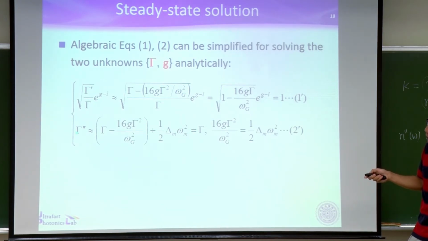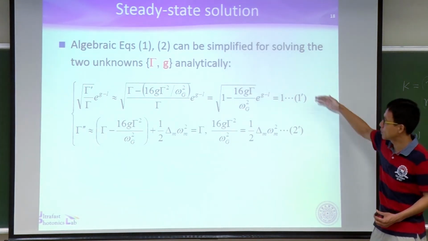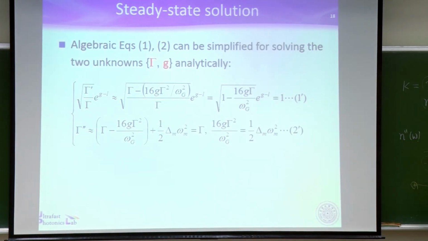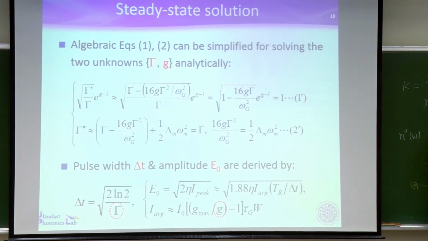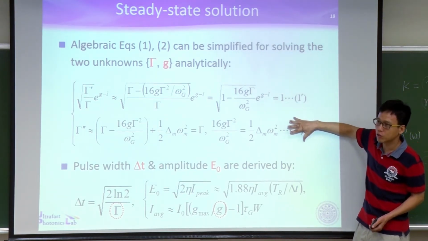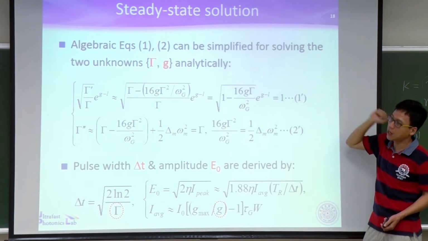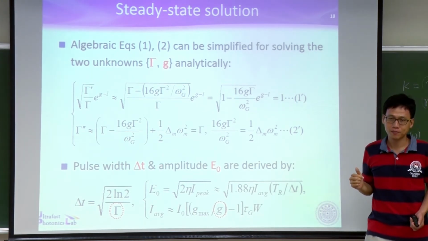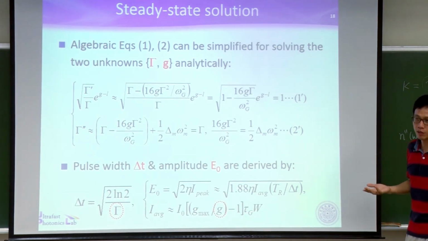The second equation, gamma double prime. But we have derived the formula about gamma double prime before. So just use it. Gamma prime plus modification term equals gamma. So after gamma cancels with gamma, you got this equation 2 prime. Okay, so you have these two equations. And in these two equations, 1 prime and 2 prime, big gamma and small g are two unknowns. So you can solve them uniquely in principle.